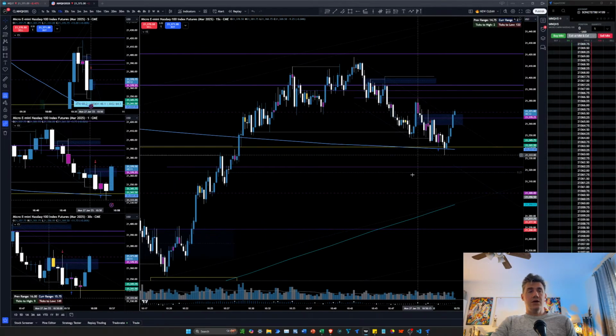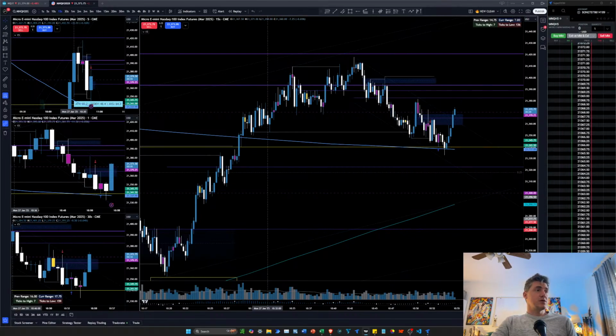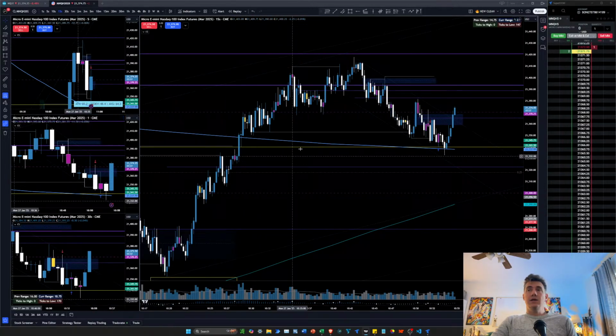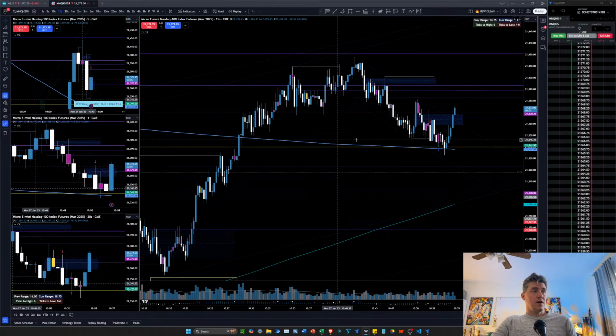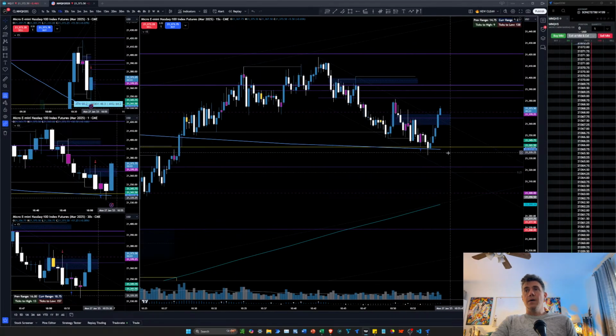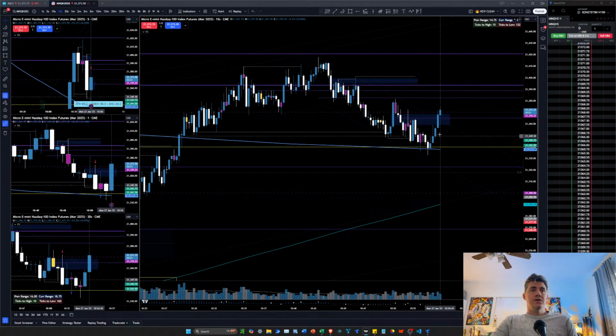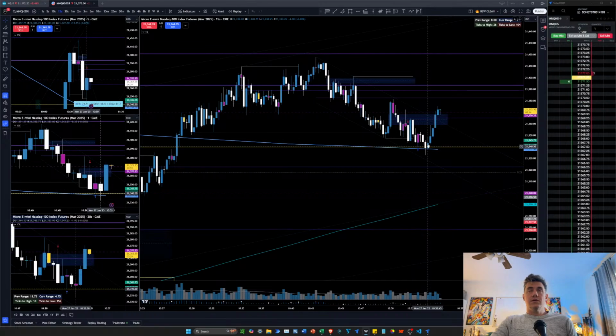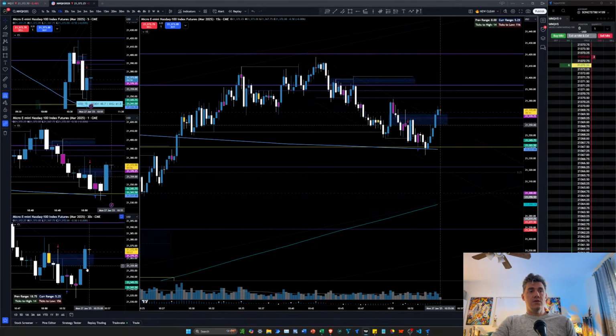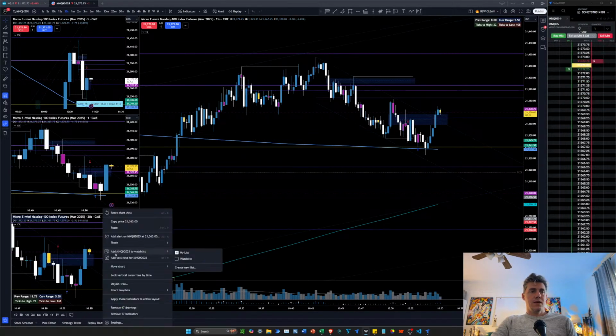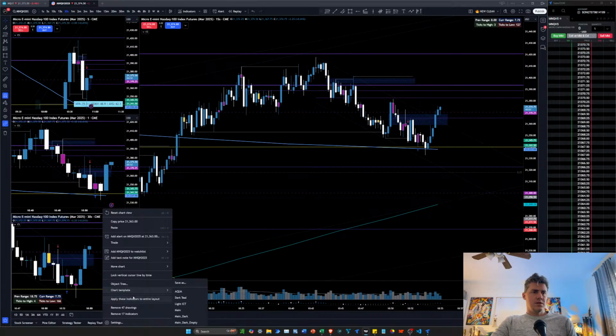Bouncing nicely off the 200. Clean bounce off the 200. 30-second gave you a signal here. 30-second candle down in the left-hand corner over here. Let's see.